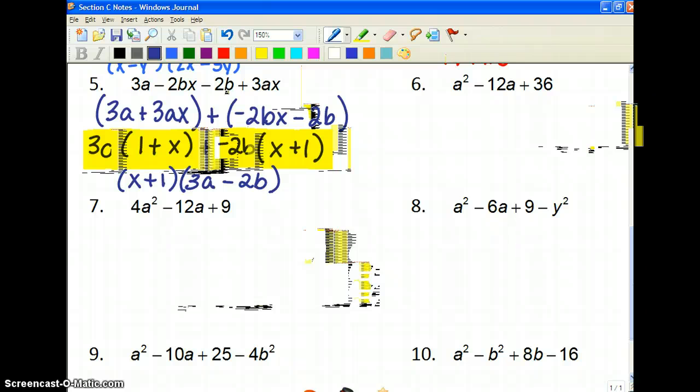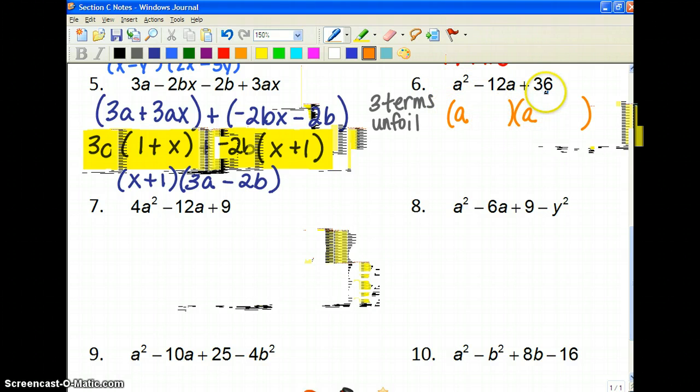All right. Number 6. Wait, this only has 3 terms. How do you factor 3-term problems? All we got to do is unfoil it. Okay. So we just need to guess and check. Well, what gives you a squared? A and A. It's your first guess for 36. Mine would be 6 and 6. Does that give you 12 in the middle? I need negative 12. If they were both negative, will I get positive 36?